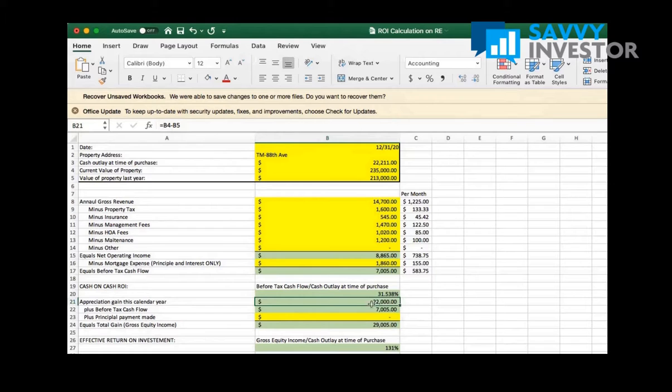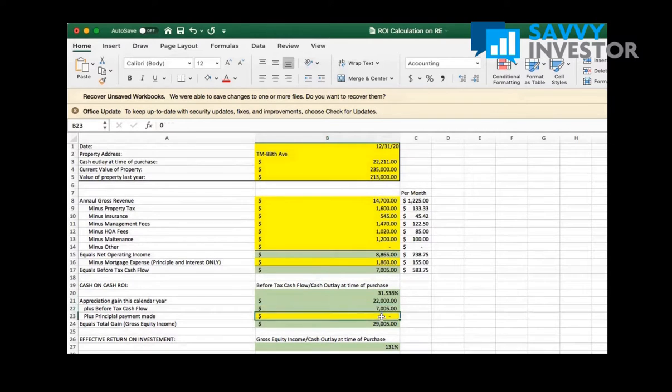So you can see that my net worth increased by $22,000 just in the form of appreciation, plus adding back in this $7,000 in before tax cash flow. In this scenario, this next yellow line would be adding in if my mortgage payment was paying down any principal. So if I was paying $1,000 a month in a mortgage payment and $400 of that a month was being applied towards principal, I'd take 400 times 12 and I would add that in here. And I'll show you another example of this in a second.